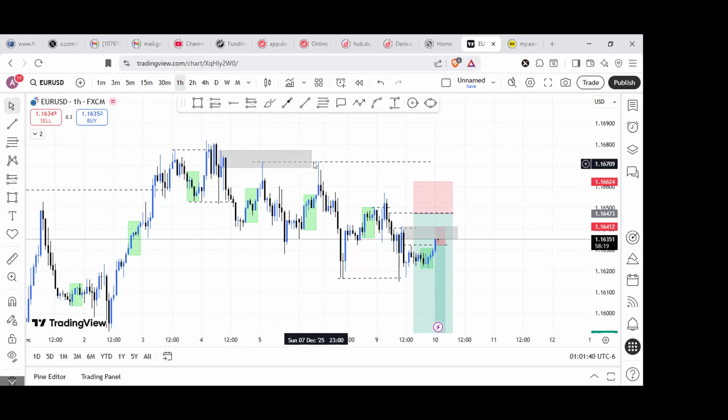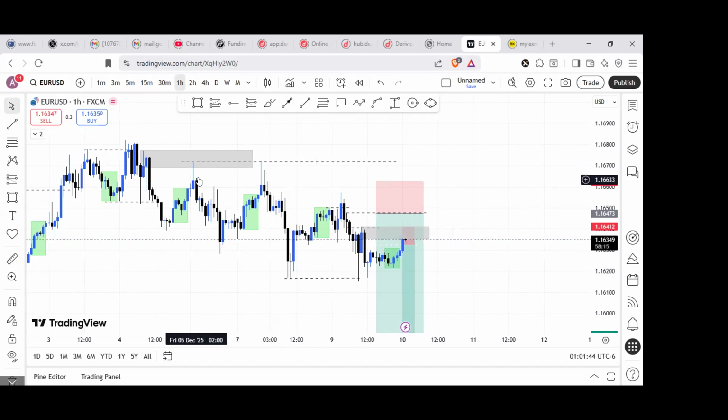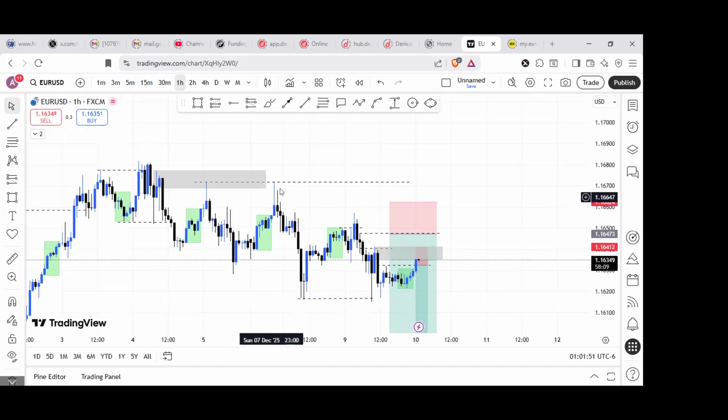Then the next one was here. If you look very carefully, this was indeed the liquidity, the engineered liquidity that price used to sell this particular sell, because price took it out. Price took this high out.